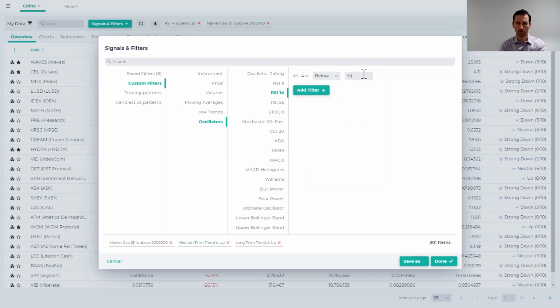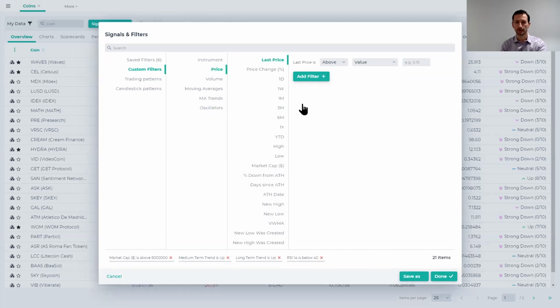Below 40, 40. Okay, we got 21. And add our market cap, that will probably eliminate a few as well. Market cap above 5 million. All right, we got to 21 coins. Nice.